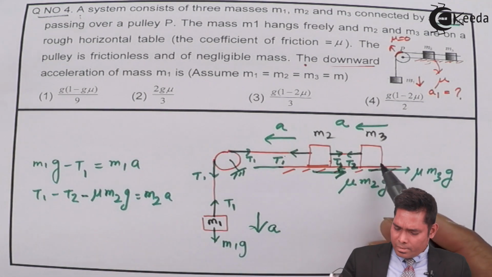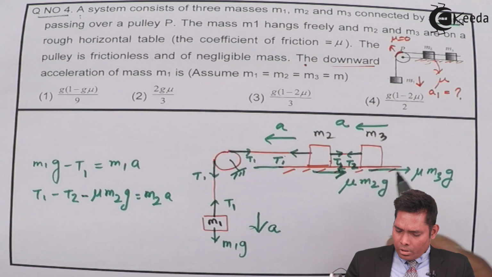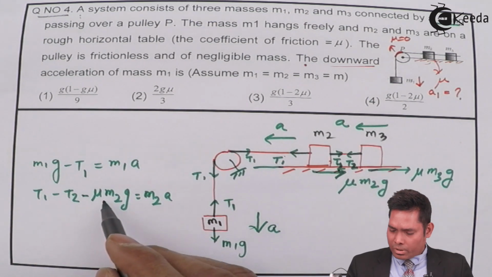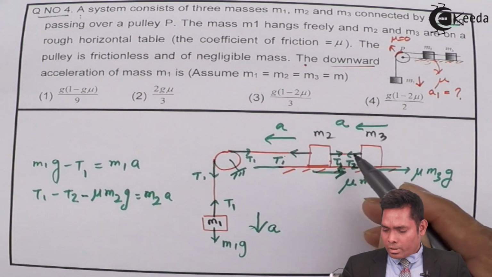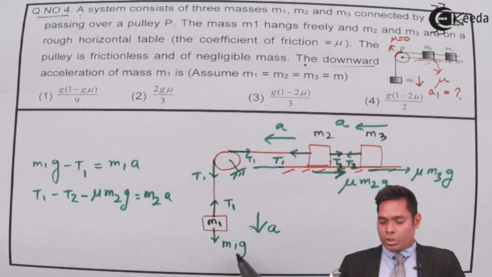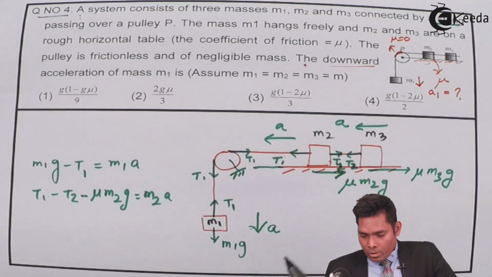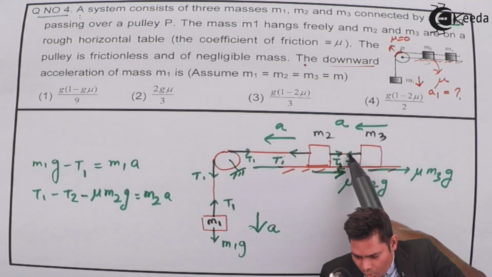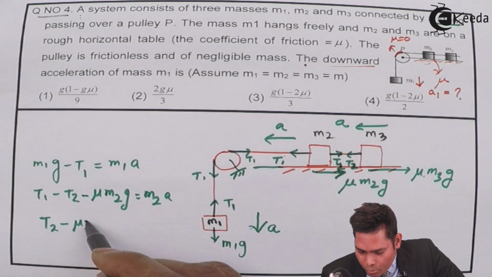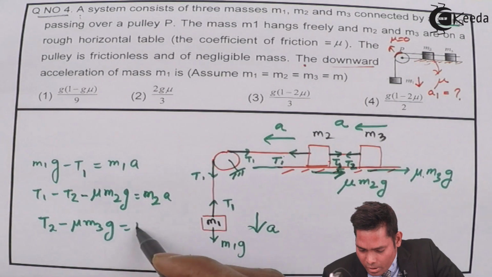Similarly, for the third one, I'll write that the difference is mass into acceleration. On this side, the net force will be this side, because the block is accelerating this side, because this block is moving down. So this force minus this force, I'll write the equation: T2 minus mu m3g is m3a.